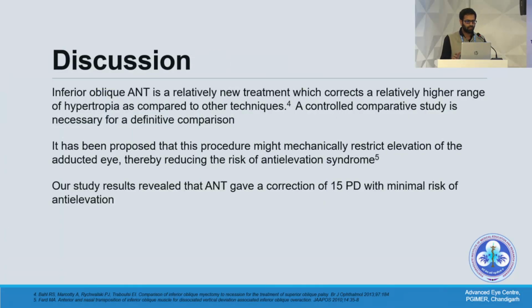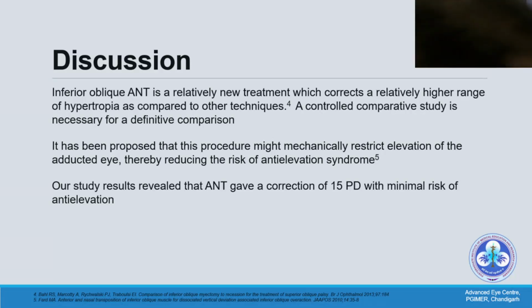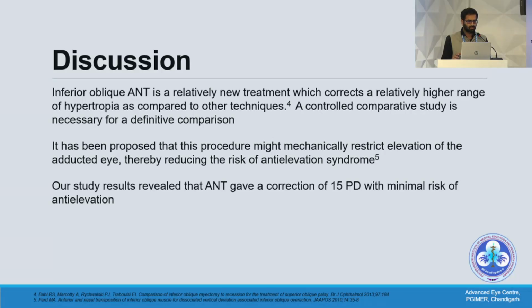So inferior oblique anterior nasal transposition is a relatively new technique which corrects relatively larger hypertropias as compared to other techniques as per some studies, with its main advantage being the reduced risk of anti-elevation syndrome. Our study reveals that it can give a mean correction of around 15 prism diopters.